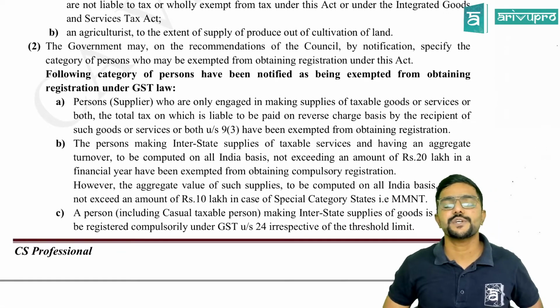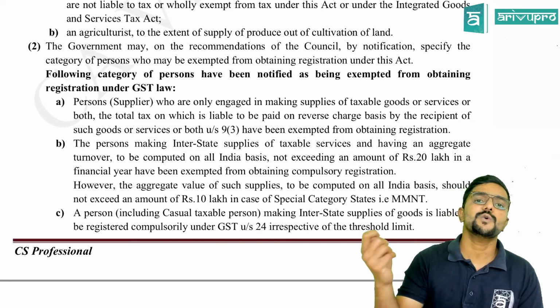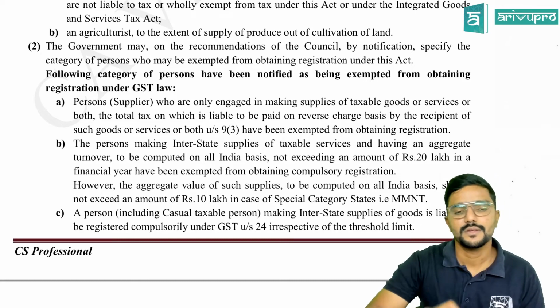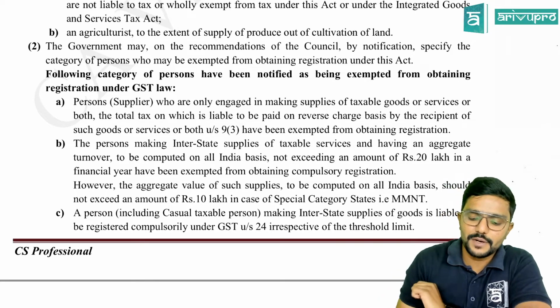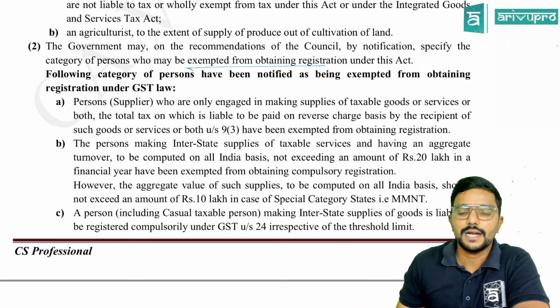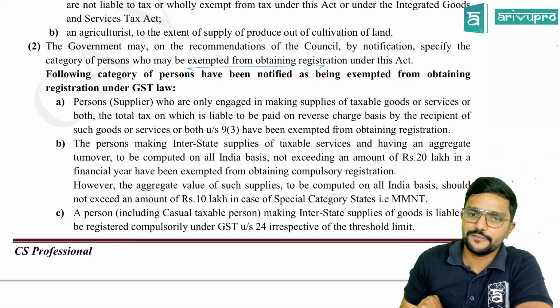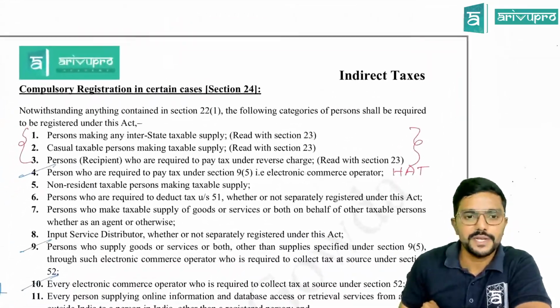Then coming to subsection 2. Subsection 2 gives the power to the government to notify any other persons who are exempt from registration, guys. The government may, on the recommendation of the council, by notification specify the category of persons who may be exempted from obtaining registration under the GST. So using this power, the government has exempted few people. Who are those? I told you here, read with section 23.